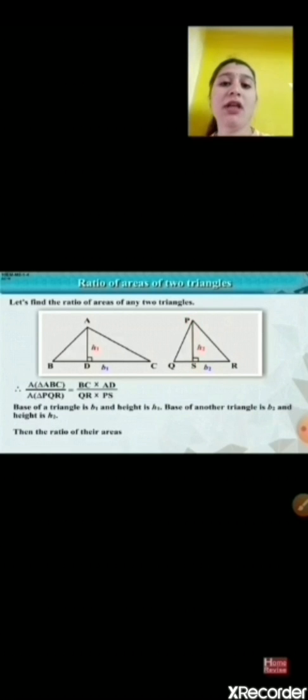This is an important line, students. You have to write these lines in your notebook. The ratio of the products of their bases and corresponding heights. Now let the first triangle's base BC be B1 and height be H1, QR be B2 and PS be H2. So then the ratio of this area I can say is B1 into H1 upon B2 into H2, right?